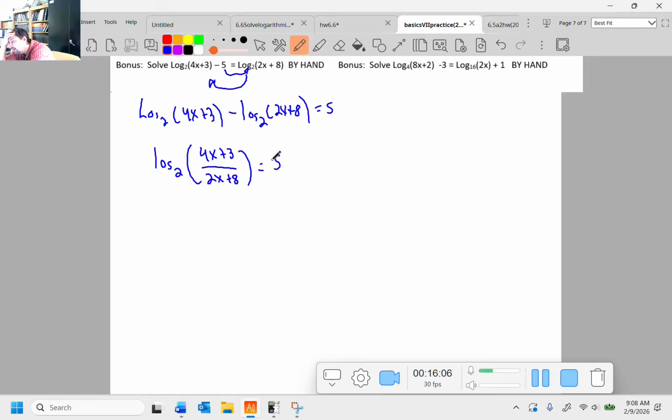And that still equals 5. Now, base, argument, exponent. 2 to the 5th equals (4x + 3)/(2x + 8). You know, what's funny is like 6 years ago, this wouldn't have been a bonus question. Now it's a bonus question. It's a shame how far our race has fallen in just a few years. Makes me sad. 2 to the 5th is 32.